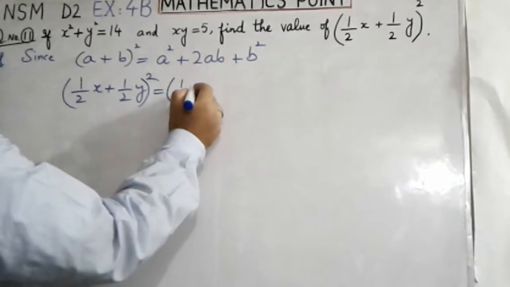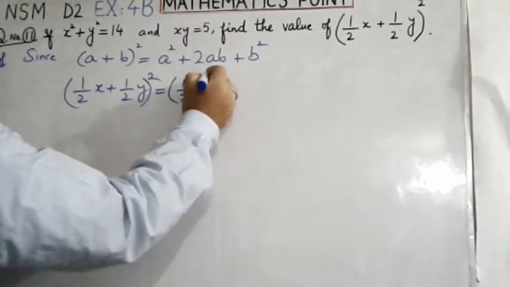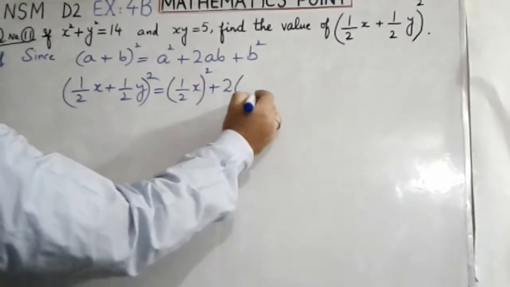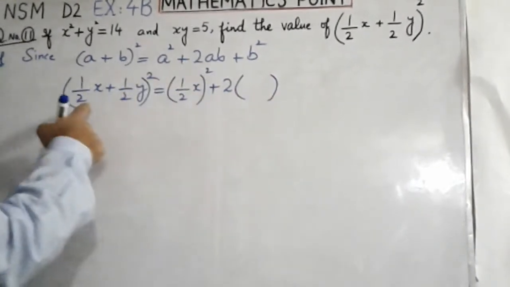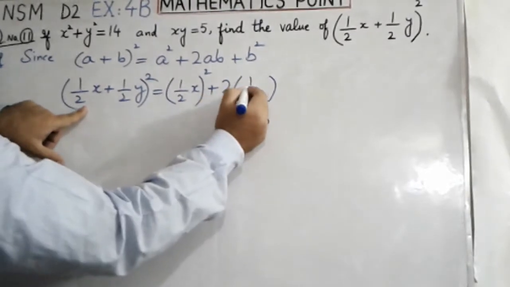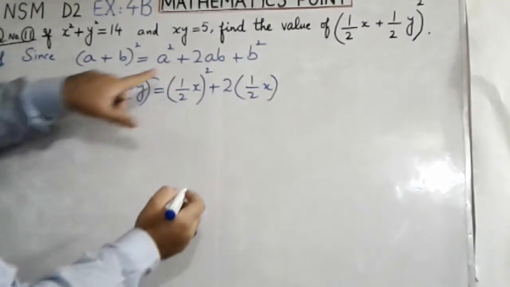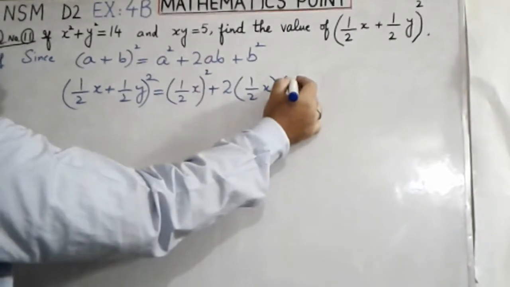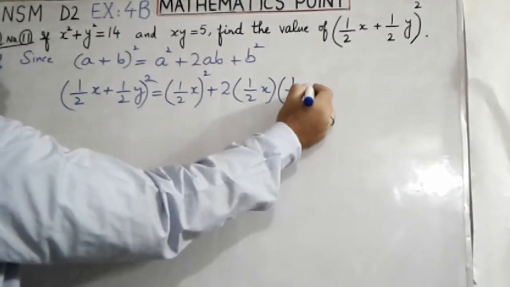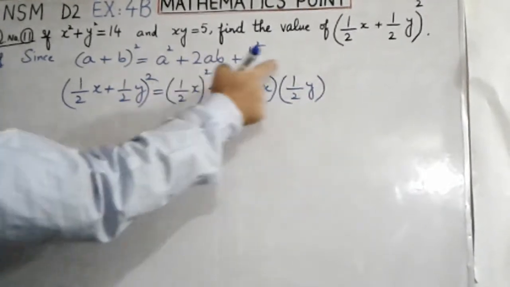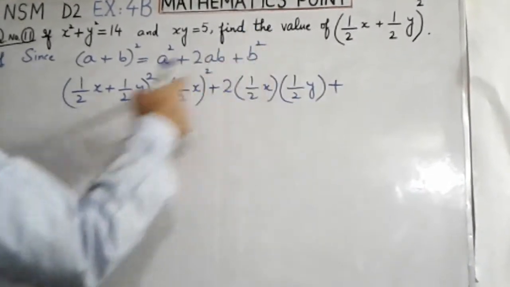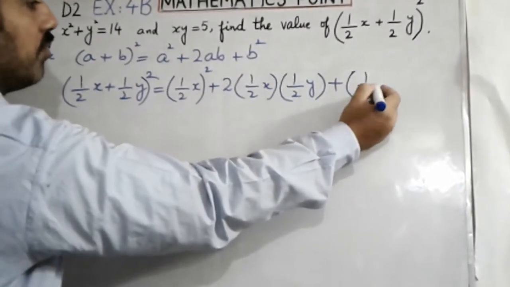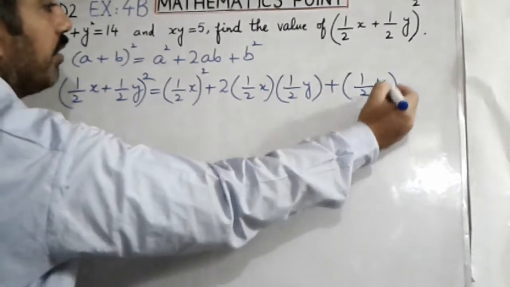The first term is 1 by 2x, taking the square of this, plus 2 into a, the first term, 1 by 2x, into b, the second term, 1 by 2y, plus b square, the square of the second term, half of y square.